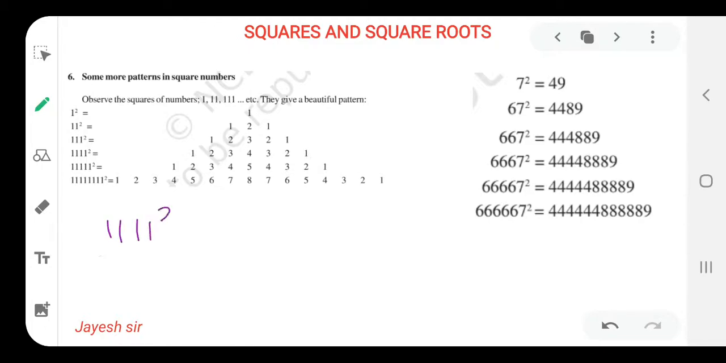4 times 1 is there, so we'll write 1 2 3 4. 4 times 1 is there, that's why I have written till 4. After reaching 4, we'll reverse back and come back in the same steps. From 1 we got 2, second step, then third step, then fourth step. We have reached the maximum steps. Now we'll come back to the ground floor.